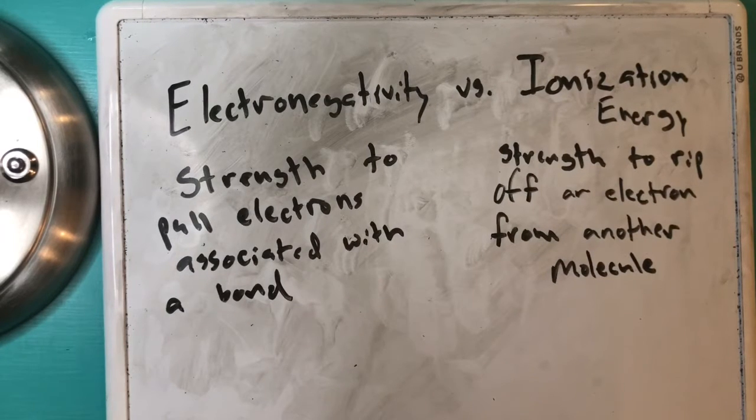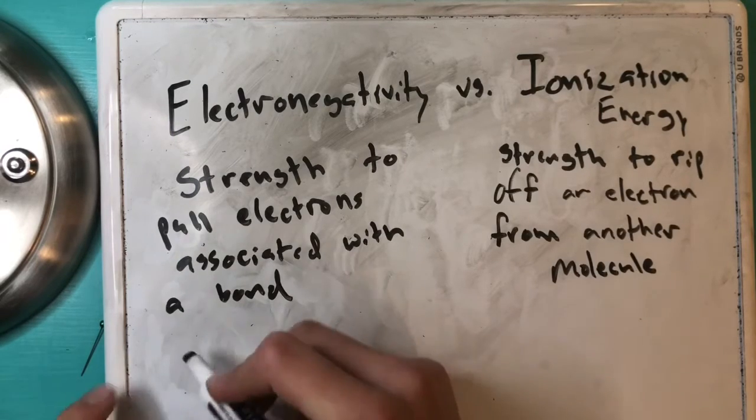And while these two terms are very similar and they do follow the same periodic trends, first we should look at how they differ so you understand what they are when we're going through the periodic trends. You probably learned this earlier in chem as well, and you might have forgotten, but electronegativity is the strength to pull electrons within a bond. And ionization energy is the energy or the strength to rip off an electron from another molecule.